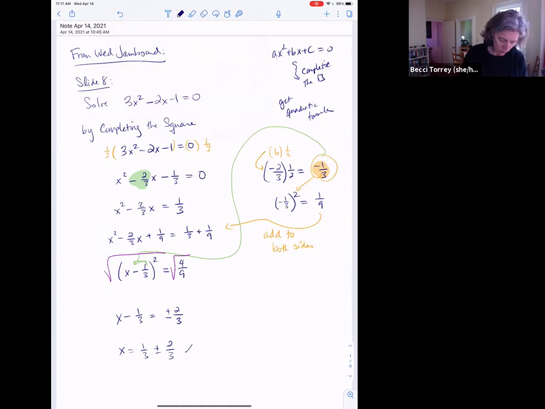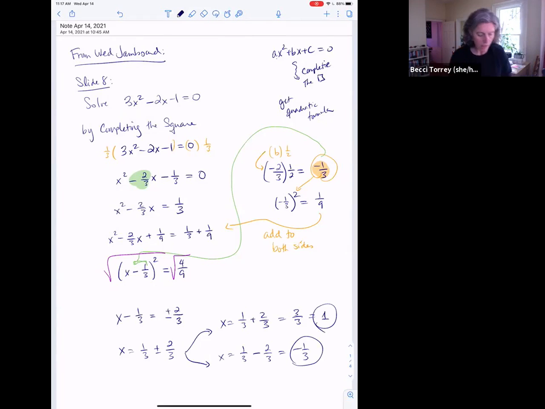And remember, this is actually two solutions. This is x equals 1/3 plus 2/3, which is 3/3 or 1. And x equals 1/3 minus 2/3, which is minus 1/3. So we get these two answers. And if we've done this properly and you do the quadratic formula, you should get the same answer, right? So that's a nice way to check as well.